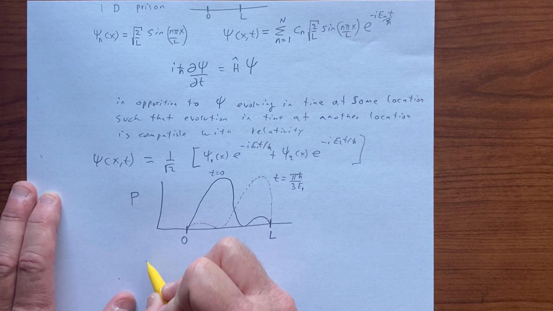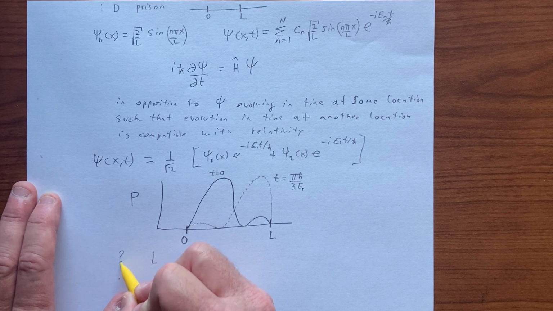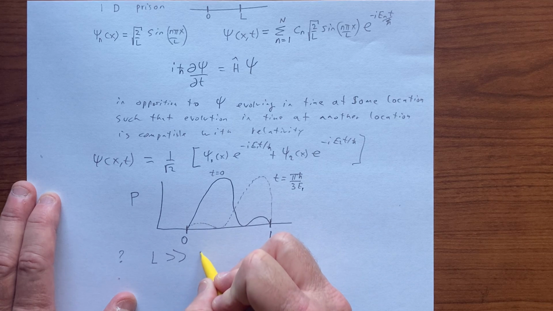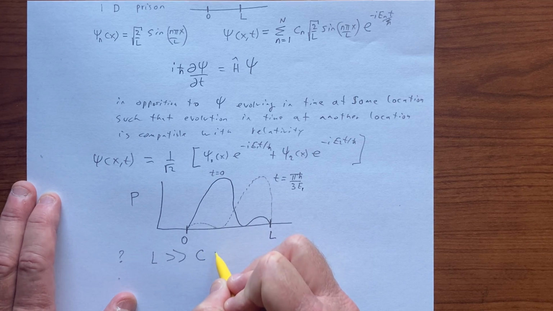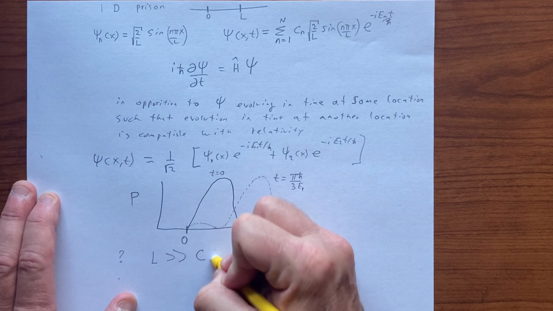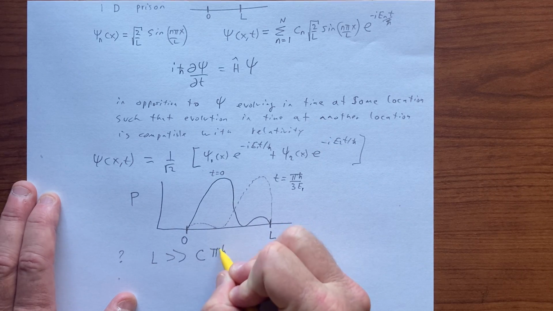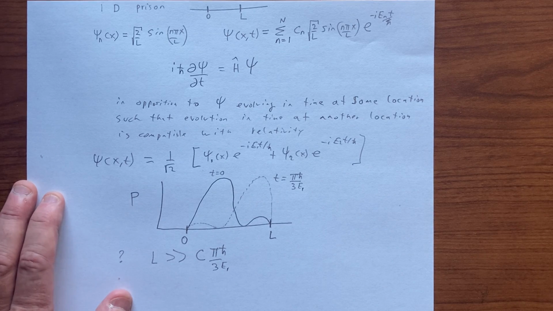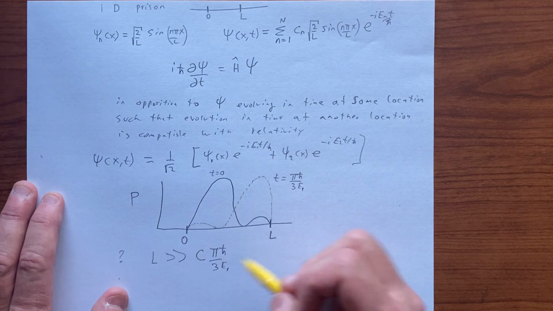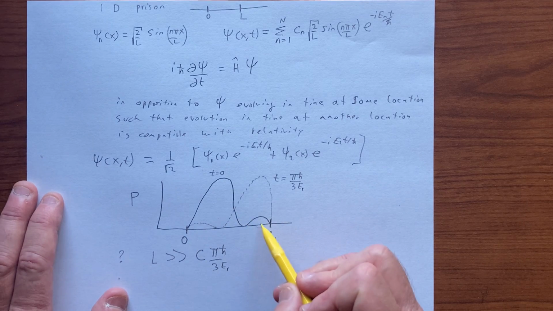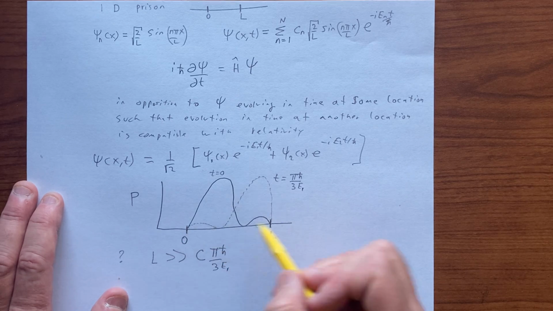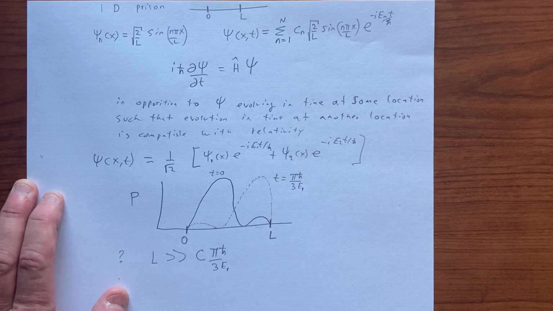But what if we have a situation where L is much greater than c times t, where the time is now pi h bar over 3 E1? Well, what if we have that situation? Then what we have is that the probability is increasing near L, despite light not having time to get there. So that seems to be very strange. It seems to be violating the principles of relativity.